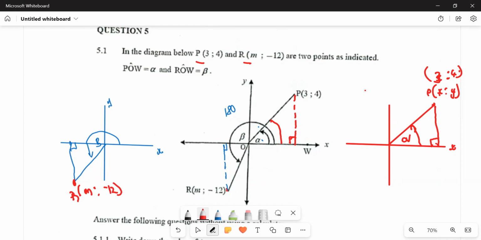What's missing? R again. Okay, what is missing on the blue one? X is missing on the blue one. Okay, if we stick to that, then we're going to start with the red one.